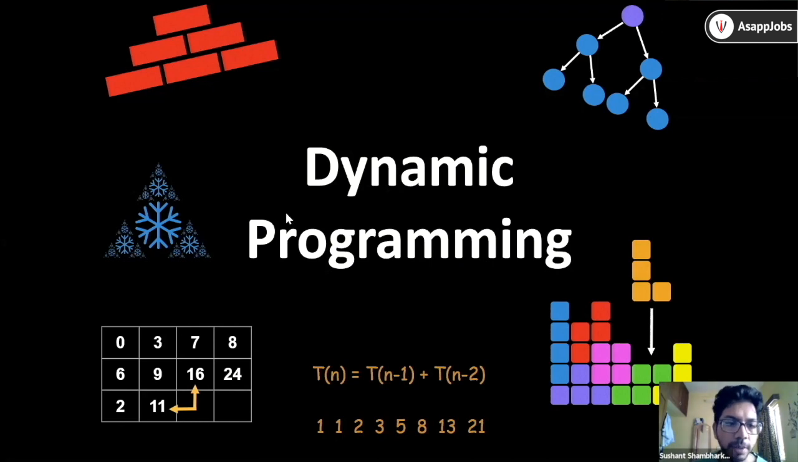There are other images also, like this is one tabulation image. When you are performing a dynamic programming solution, many times you get a matrix kind of structure, or a single array or a three-dimensional array. It depends on the problem.